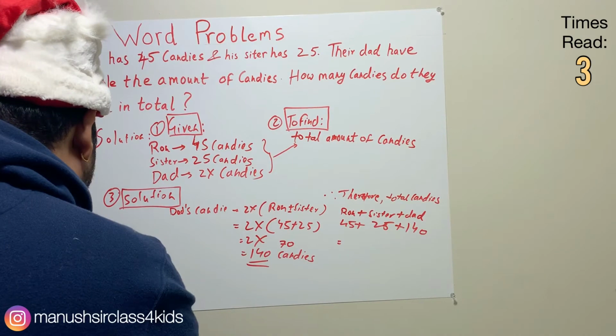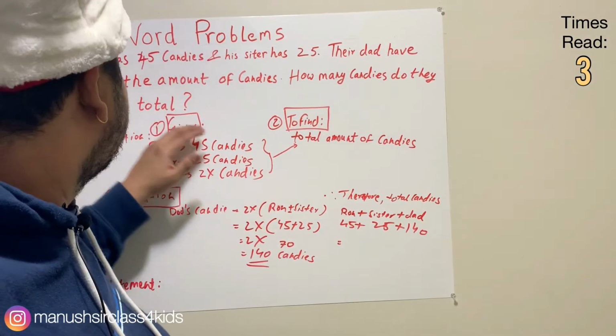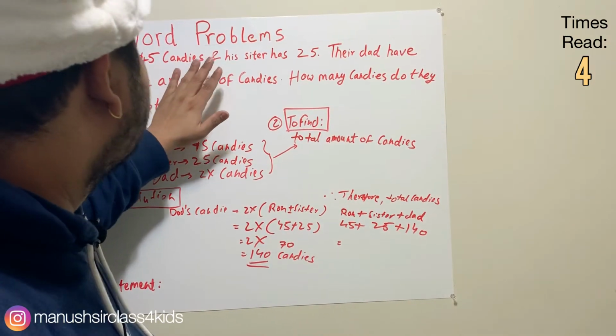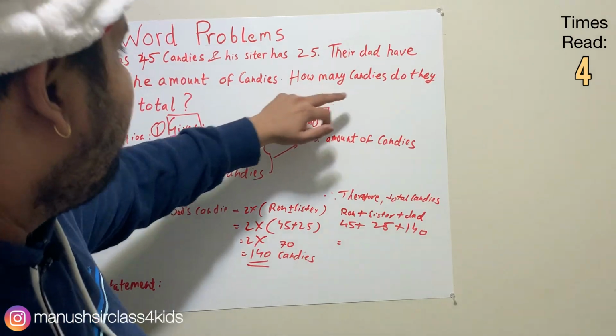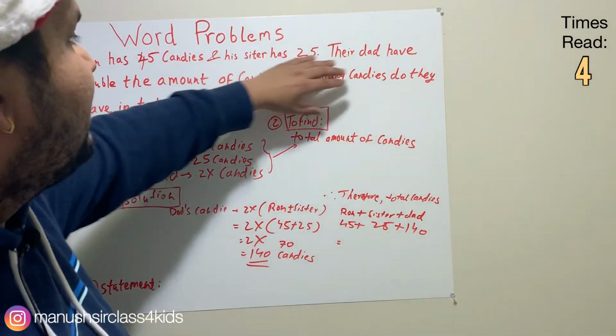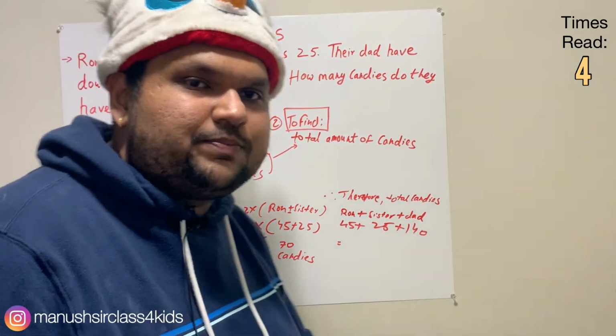Number 4 is the statement. For the statement, again I need to go back to the question. Ron has 45 candies and his sister has 25. The dad has double the amount. How many candies do they have in total? This question is my final statement with a solution.